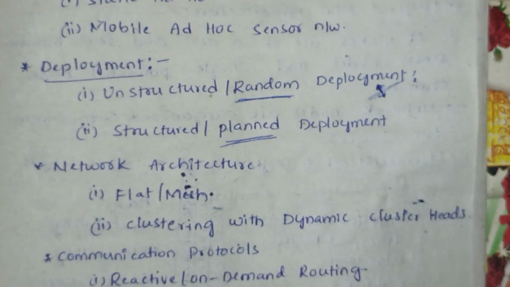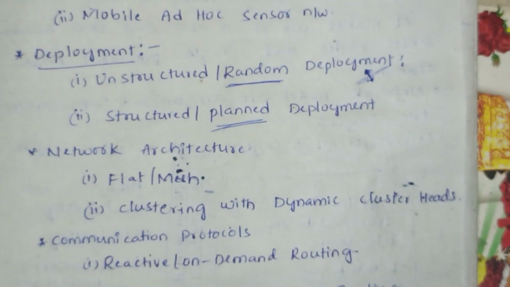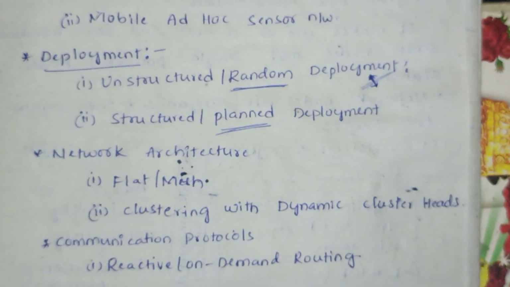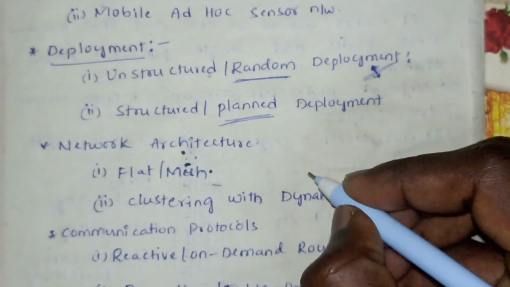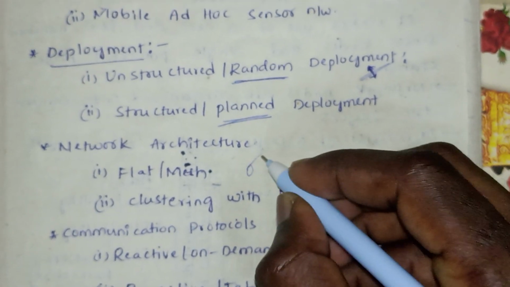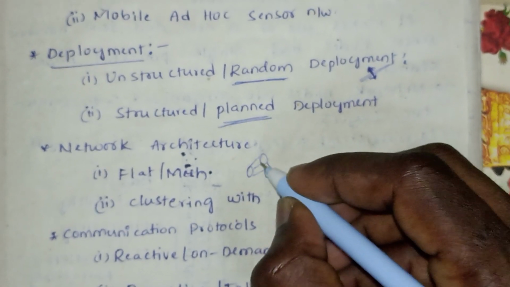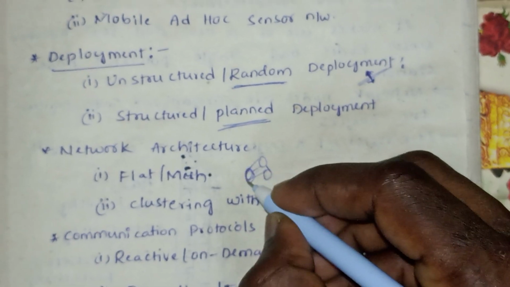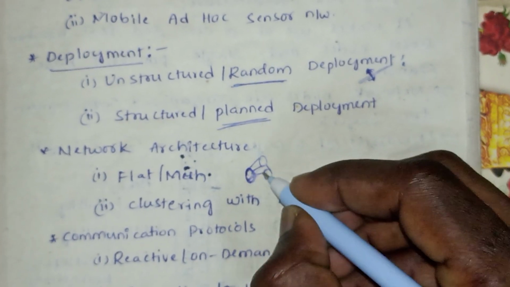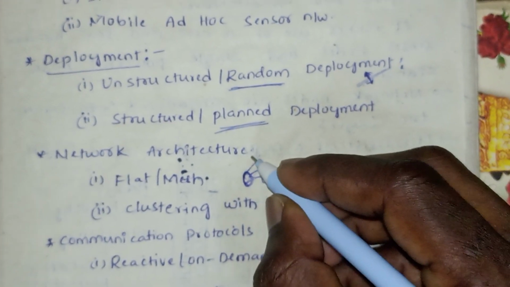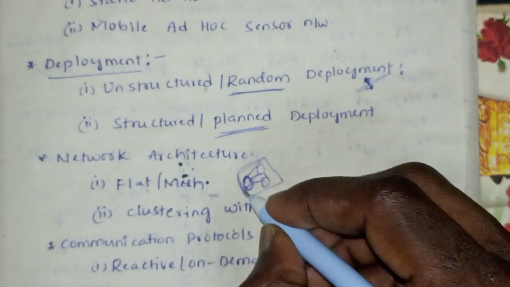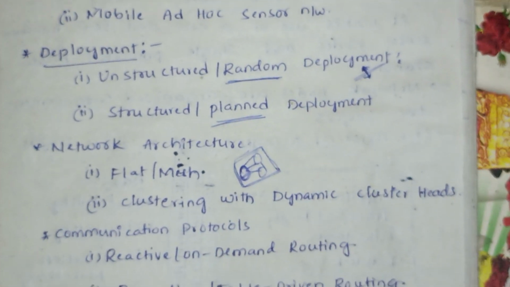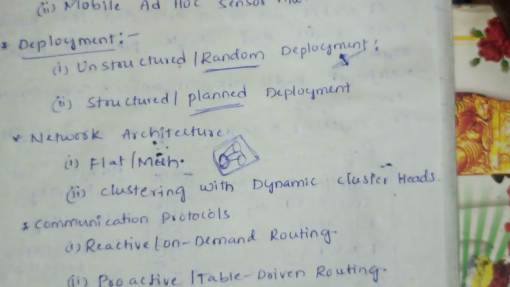Next, network architecture. There is flat or mesh. I think you know what a mesh is. The nodes present in the network can communicate with each other, looking like a mesh format. Next, clustering with dynamic cluster heads.